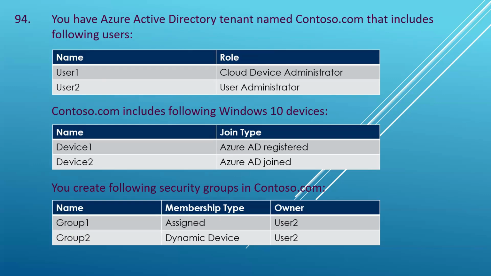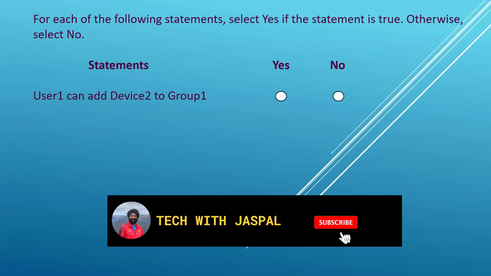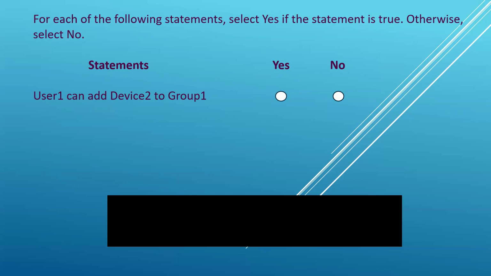You create the following security groups in contoso.com. Group1 has the membership type assigned and the owner is User2, whereas Group2 has the membership type defined as dynamic device, and again its owner is User2. For each of the following statements, you need to select yes if the statement is true, otherwise you need to select no. The first statement is User1 can add Device2 to Group1.